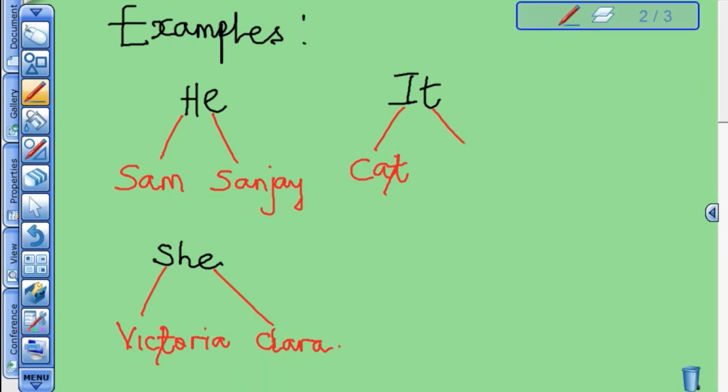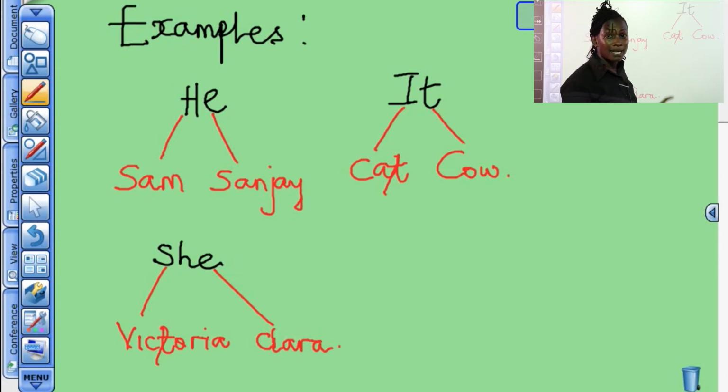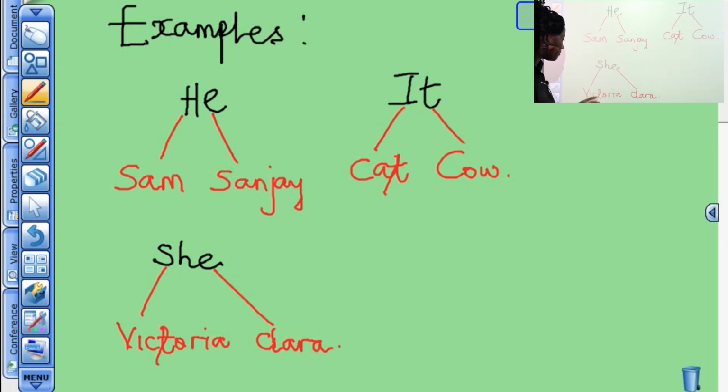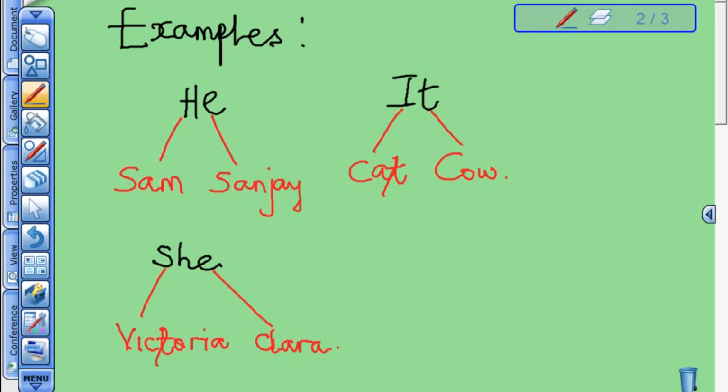And the last but not the least, we have they. Why do we use they? They represent collective words. That is, when we have more than one person. Take for instance, we have Sanjay, Sam, Victoria, and Clara. They are referred to as they.